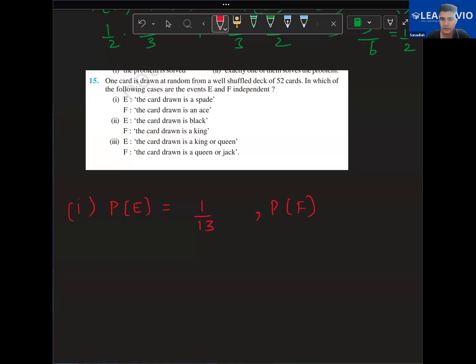And the F part is the probability of F, the card drawn is an ace. How many aces we have? 4. So we have drawn an ace, one ace from 4.